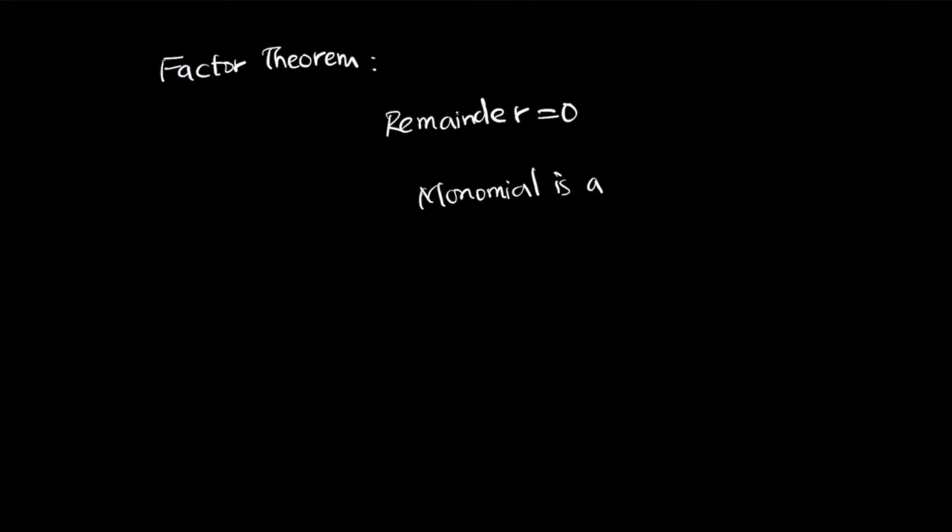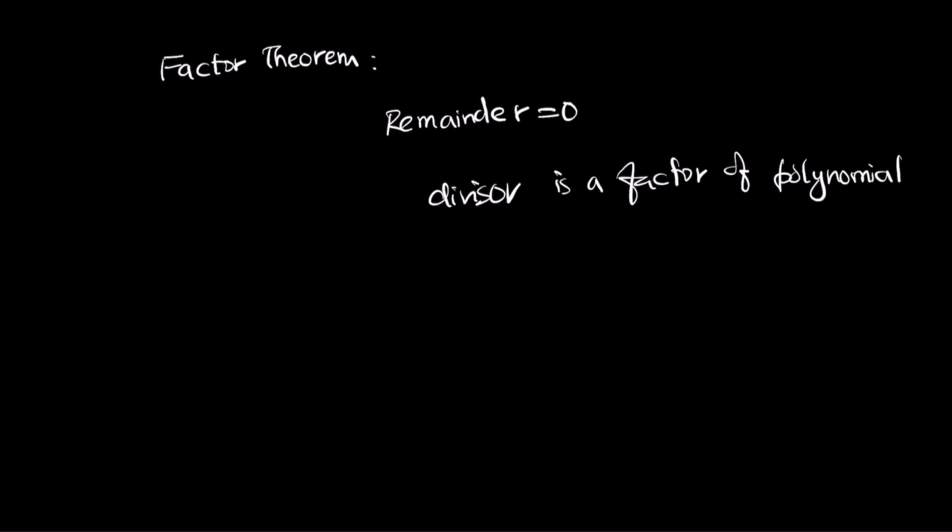So next we want to do is understand what happens if your remainder becomes 0. So this here is what we call the factor theorem. The factor theorem basically says that if you divide two polynomials and the remainder is 0, then the divisor is a factor of the polynomial. So this here is called the factor theorem.